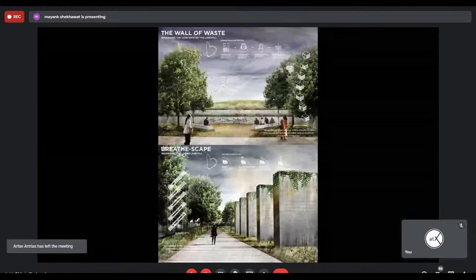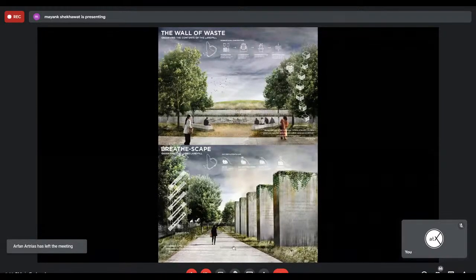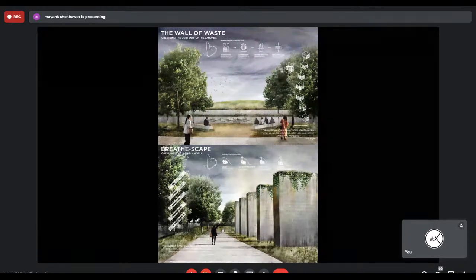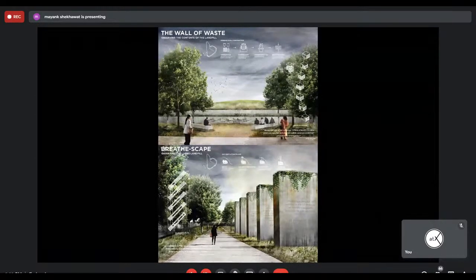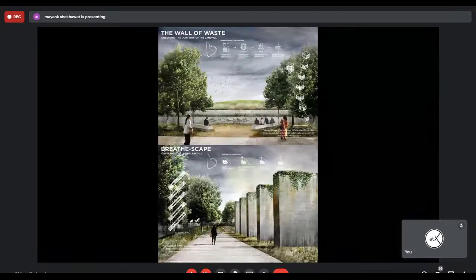So we tried to have these pillars. This way, when a person is in the landscape around these spaces, they can see the gas release in the atmosphere. And the ventilators will make the people aware of the toxic gases that get released from the landfill and pollute the air, making people understand the negative impact that the site has on the atmosphere.